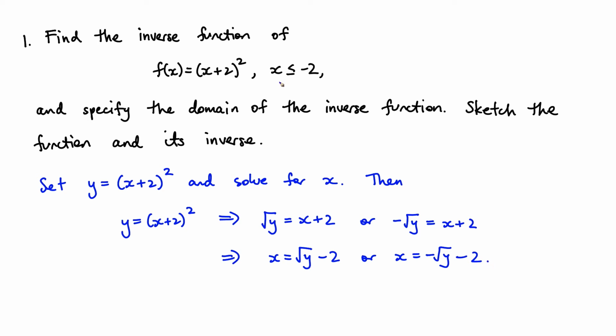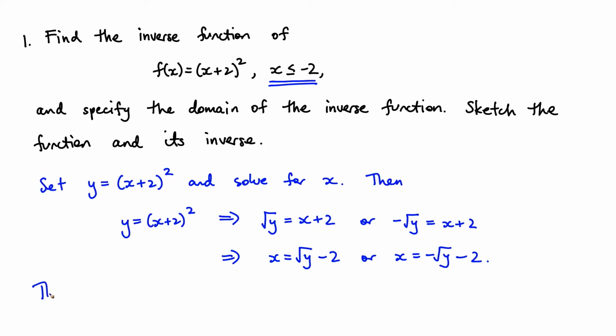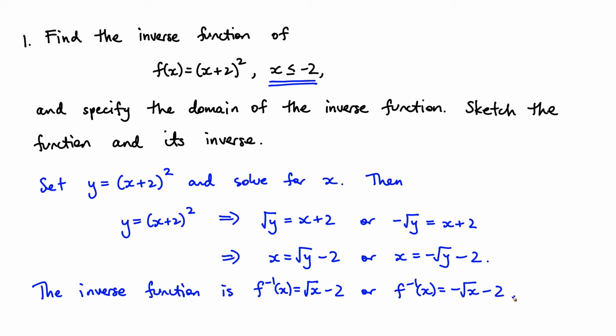And it all comes down to specifying that x had to be less than or equal to minus 2. We can use that to tell us which of these potential inverse functions we need. So let me write the inverse function using the f notation: f inverse of x is equal to square root of x minus 2, right? We replace the y's by x, or f inverse of x is equal to negative square root of x minus 2. So how are we going to pick which one it is?